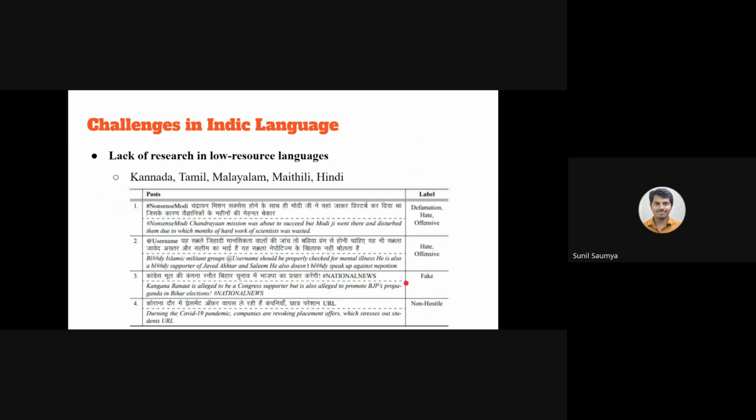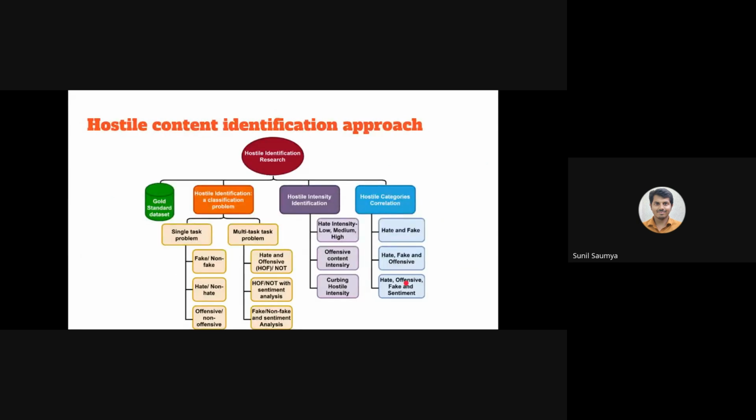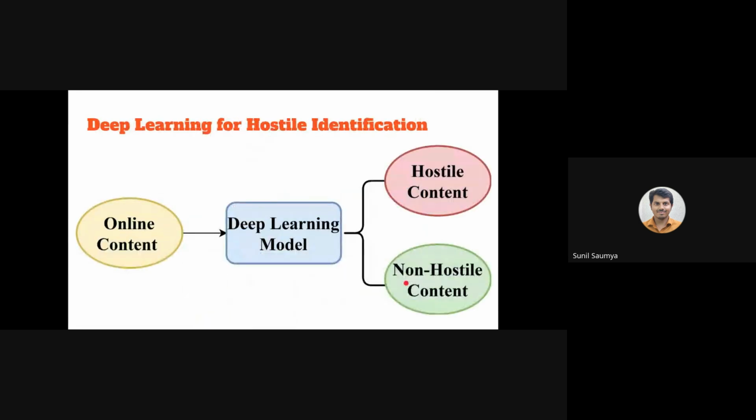Now, when it comes to deep learning, actually I have not shown you one slide, where it was essential to do feature extraction. But in the deep learning pipeline, we know that whenever we have the data set, we can feed it to deep learning, and then it can classify into hostile content and non-hostile content.